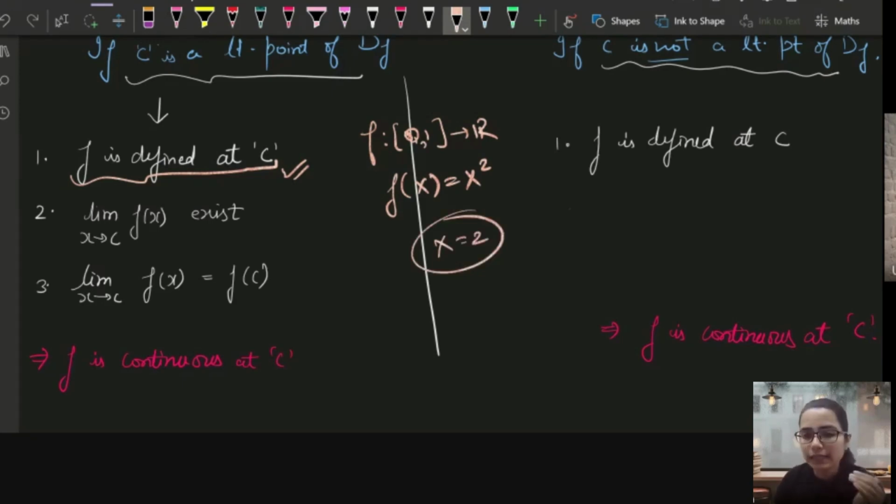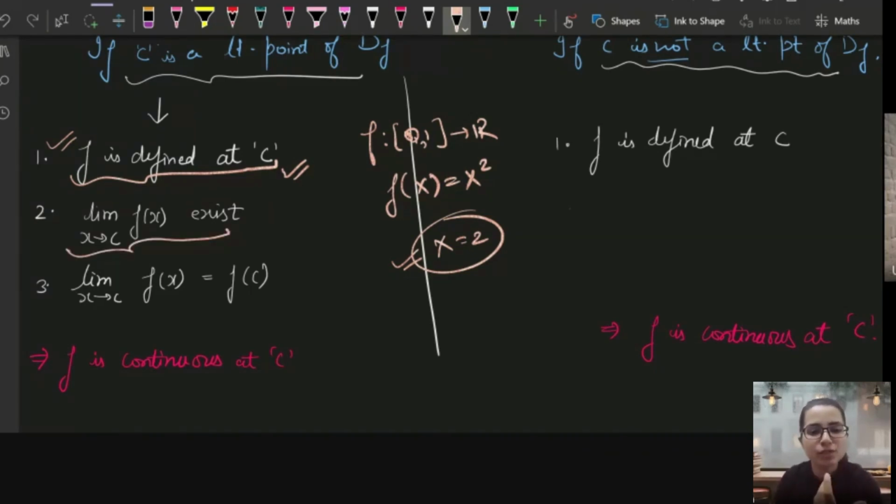You cannot check at that point because at x equal to 2, your function is not defined. So the function is not continuous at that point. So first and foremost, the condition is that the function has to be defined at that point. That means that point should be a part of the domain of that function. The second criterion is that the limit of that function at that point should exist.